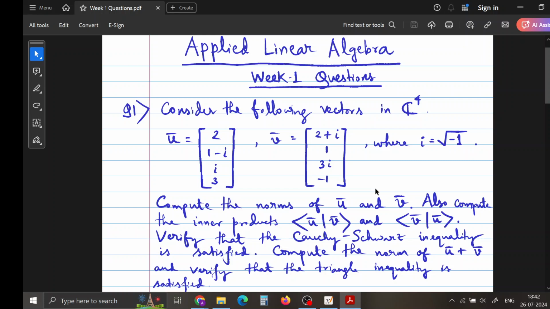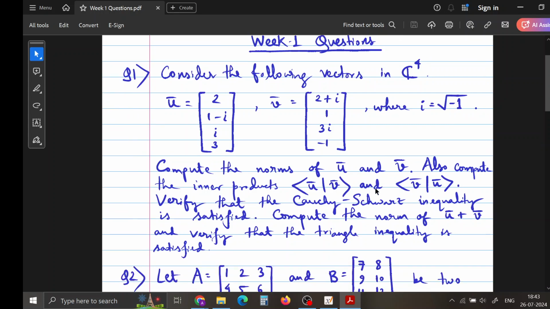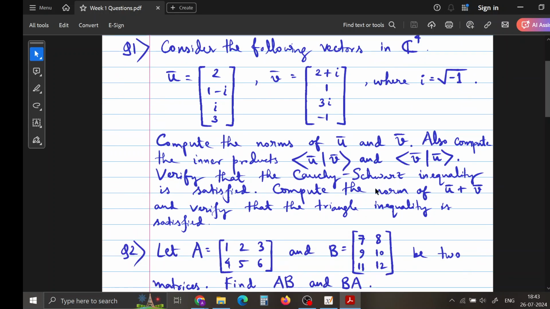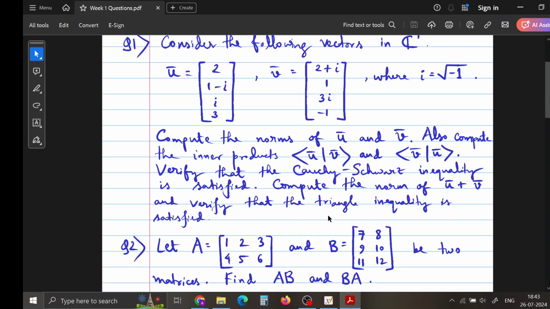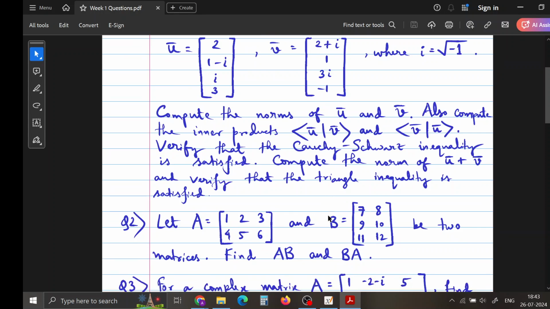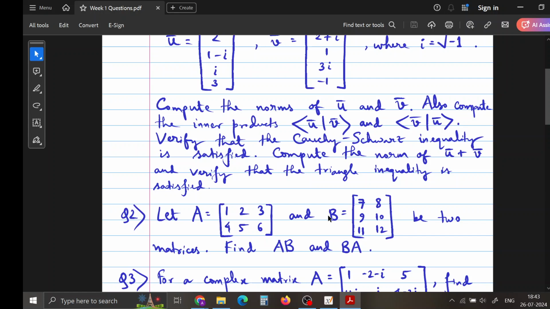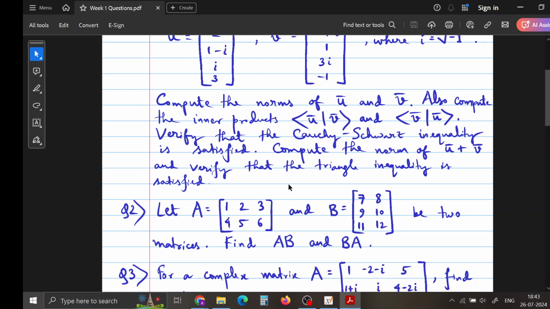By the way, is my pace okay? Am I going too slow or am I going too fast? Let me know. I think most of these concepts are known to you, so it's just a recap of the contents for most of you.